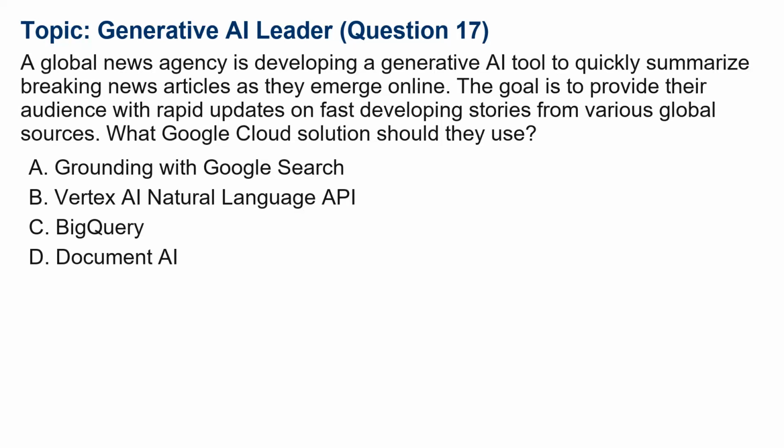A global news agency is developing a generative AI tool to quickly summarize breaking news articles as they emerge online. The goal is to provide their audience with rapid updates on fast-developing stories from various global sources. What Google Cloud solution should they use? A. Grounding with Google Search. B. A Vertex AI Natural Language API. C. BigQuery. D. A Document AI.